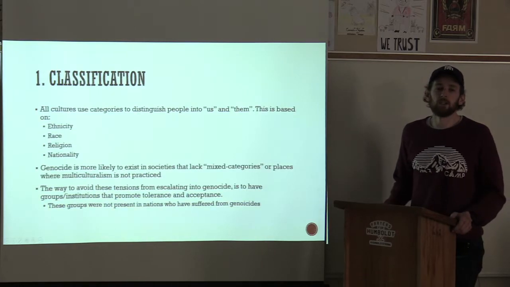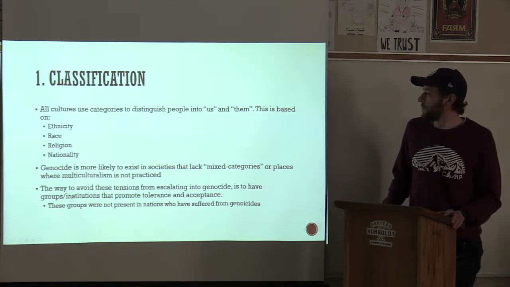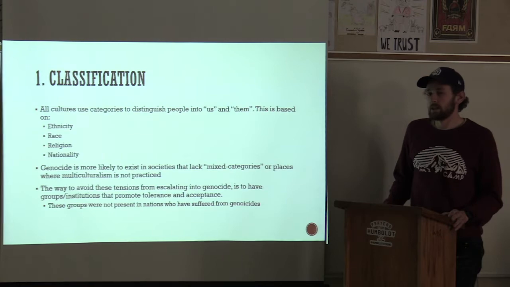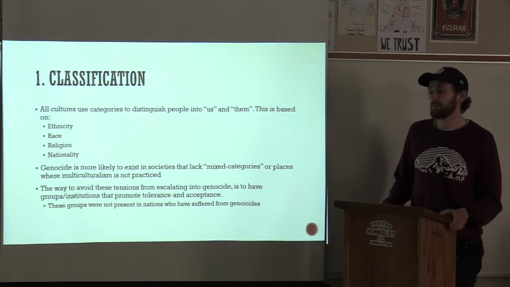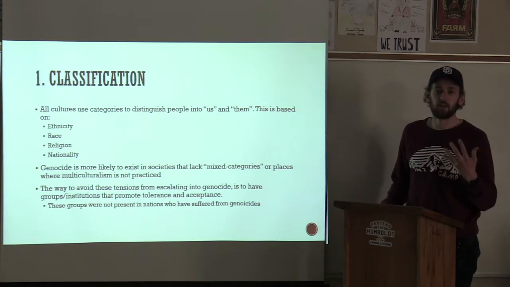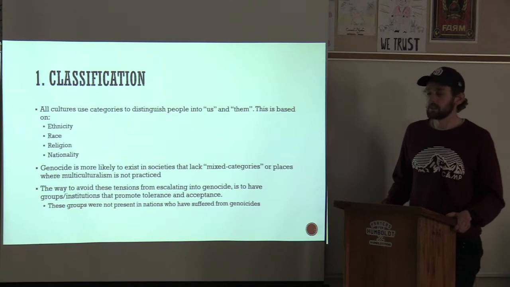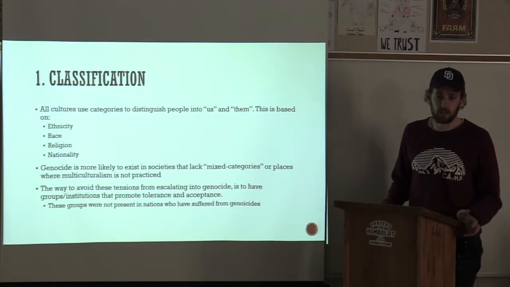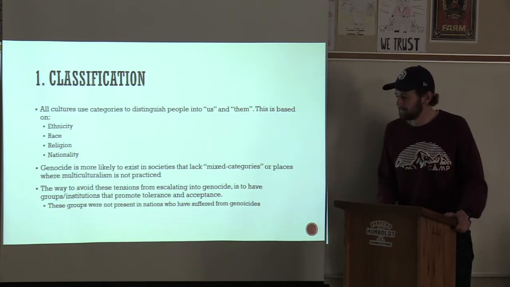So classification, the very first step in any genocide, is identifying who is part of our group and who is not. So this is going to be categorizing people into us and them, which we've talked about back when we were still in class. But this idea of my nation, or the us, and other nations, or the them. Now this is going to be based normally on ethnicity, so where you're from, your race, your skin color, your racial features, your religious beliefs, or your nationality.